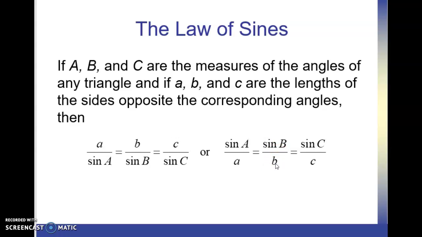So, as you can see, capital A, B, and C represent the measures of angles inside the triangle, and lowercase a, b, and c represent the length of the sides opposite the corresponding angles.